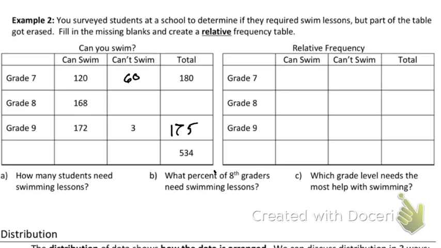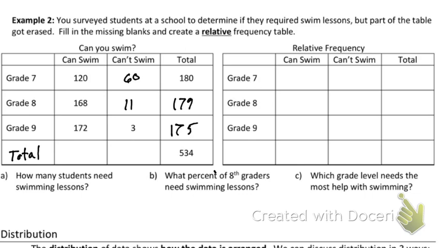What's my next one? The total for grade 8 is 179. Is 179 because 180 plus 179 plus 175 must equal 534. What can we do next, EJ? You can find the total that can't swim in 8, which is 11 right there, right? Because we have 168 plus 11 must be 179. Well, the rest we can just kind of add up, right?